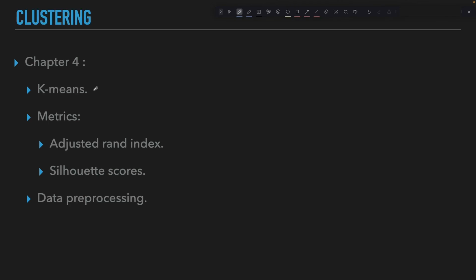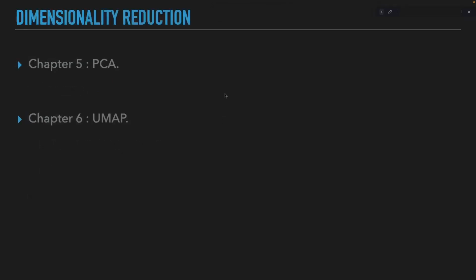And then in chapter 4, we will actually start learning about clustering. We will learn about k-means clustering algorithm. We will learn about a couple of metrics such as adjusted rand index and silhouette scores, and we will learn about data preprocessing for clustering. And then we will switch gears for a couple of chapters and we will learn about dimensionality reduction. So in chapter 5 we will learn about principal component analysis, and in chapter 6 we will learn about UMAP dimensionality reduction algorithm.